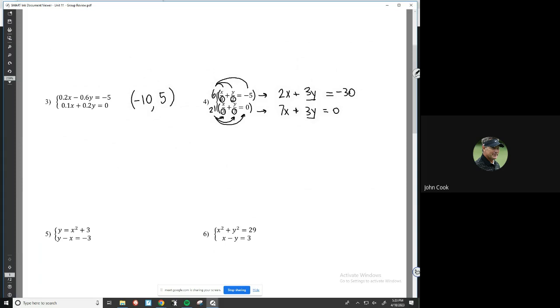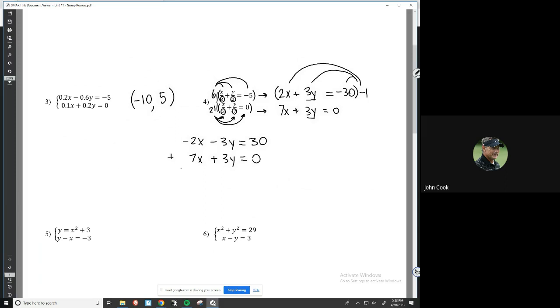So here's what I'm going to do. I'm going to multiply this top equation by negative 1, right? And then I'm going to add the two equations together. So if I distribute my negative 1 into every single term, here's what I end up with. I'll rewrite it over here in the center screen. So I get a negative 2x, a negative 3y, and then a negative of a negative is a positive, so a positive 30. And then I get 7x and 3y and 0, because that doesn't change the other equation.